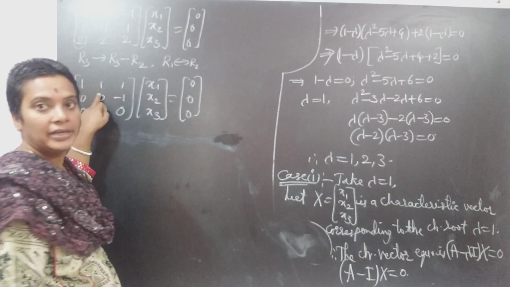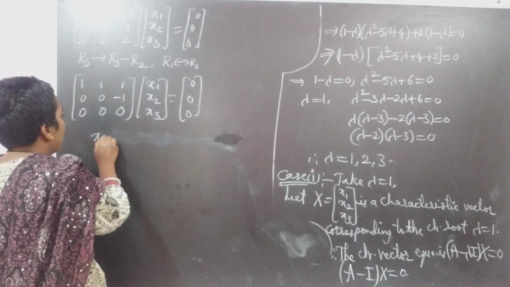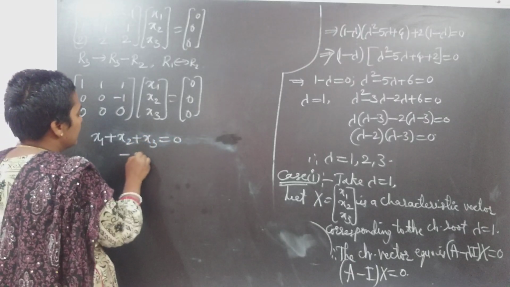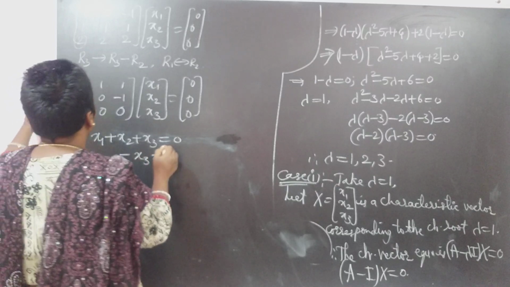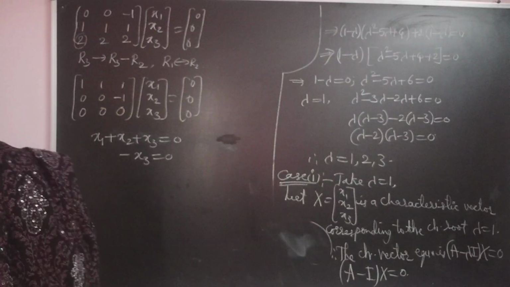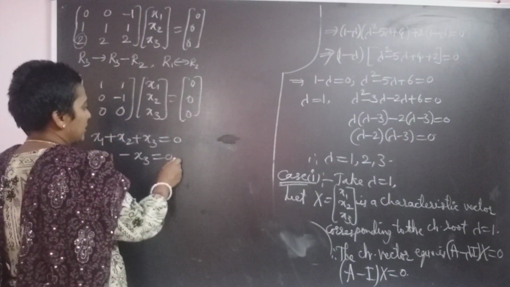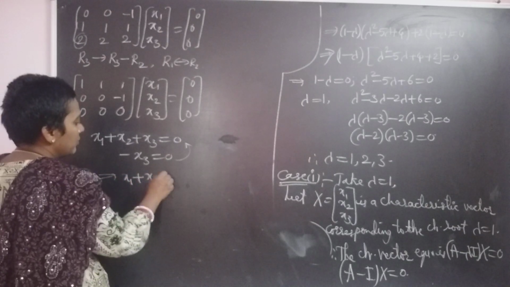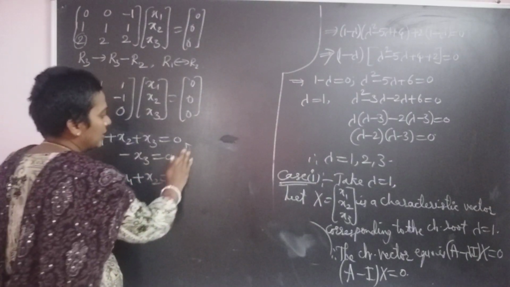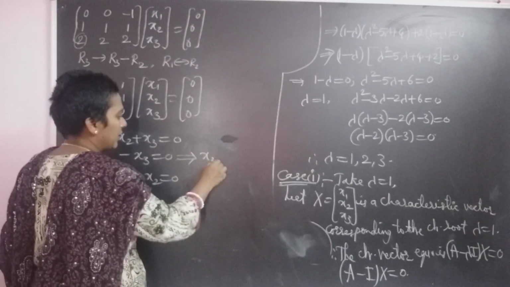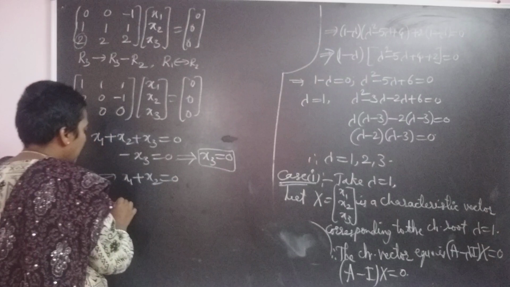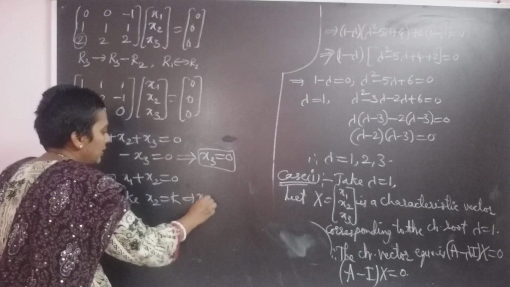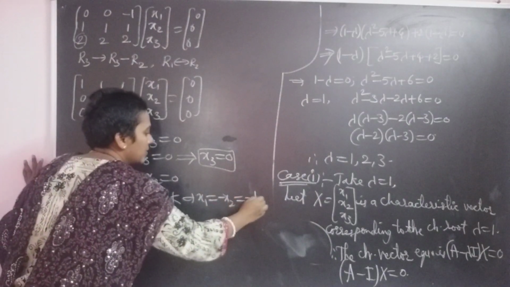Now we can write in the equation form, that is x1 plus x2 plus x3 equal to 0, minus x3 equal to 0. Here x3 is 0, substitute in the above equation, it becomes x1 plus x2 equal to 0. We can take any one of the variables as an arbitrary constant. That is, take x2 equal to k, then x1 is equal to minus x2, that is minus k.